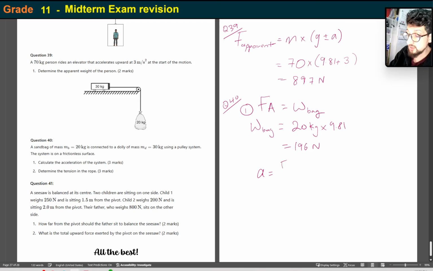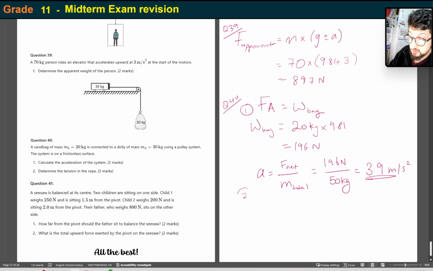Once I've found that, the next step is to find the acceleration. Acceleration is going to be F net, which is equal to the applied force here because we have no friction, divided by the total mass of the system, which is the 20 and the 30. So it's going to be 196 newtons divided by 50 kilograms. That's going to be 3.9 meters per second squared. So that's the answer to that.